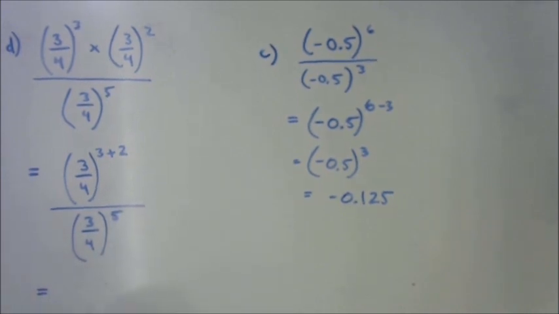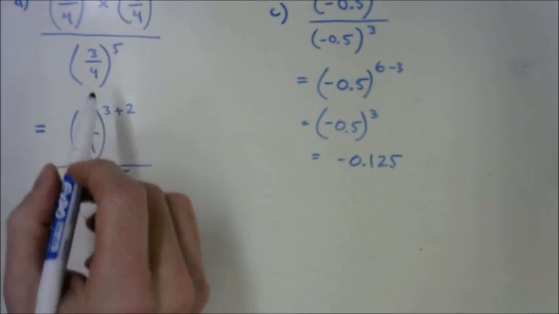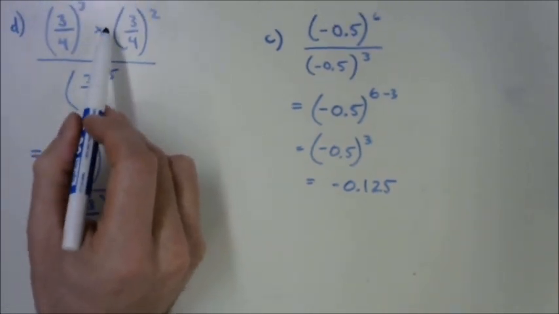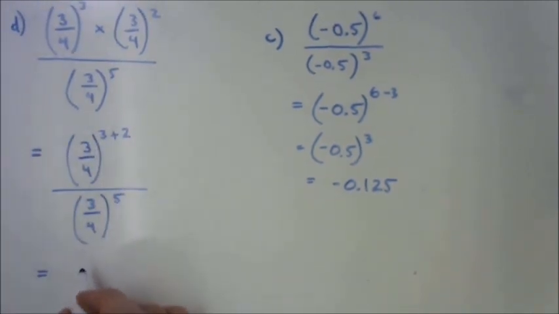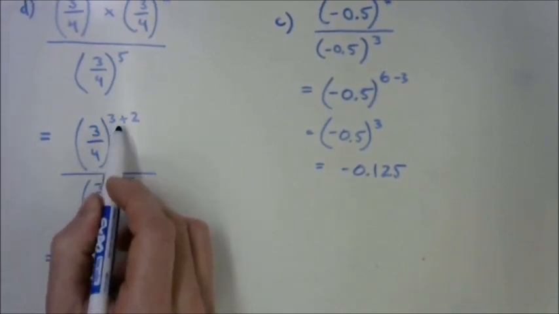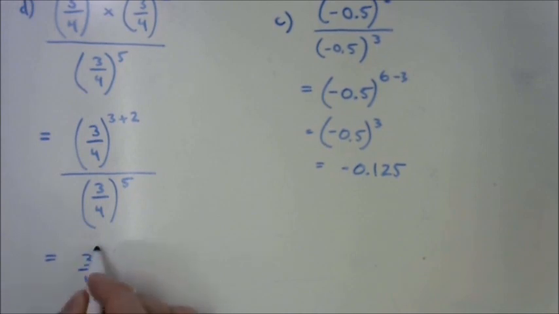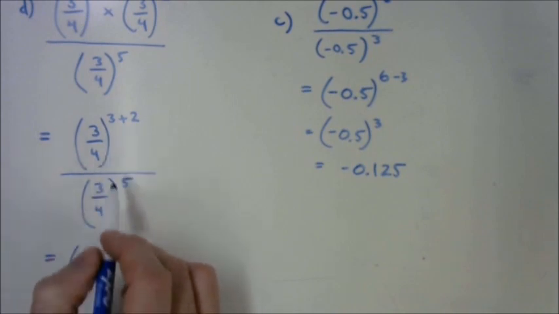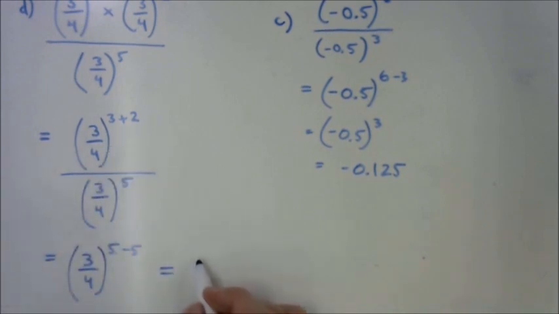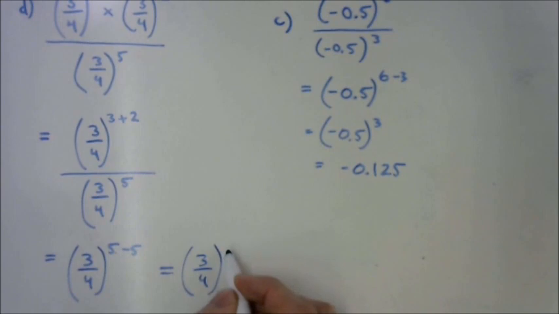And I'm going to write two steps in one here. Wait, why are we adding? Because in the numerator it's multiplication. Product, so product law. So we're going to end up with 3/4 to the power of 5 over 3/4 to the power of 5. So we're going to have 3/4 to the power of 5 minus 5. I'm going to work across here because I'm out of room, because now we're applying the quotient law. So we're subtracting our exponents. That's going to give us 3 over 4 to the power of 0, and anything to the power of 0 is 1.